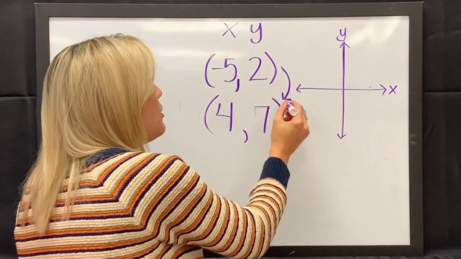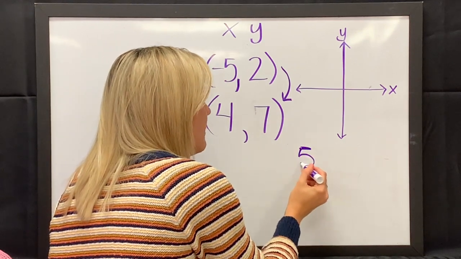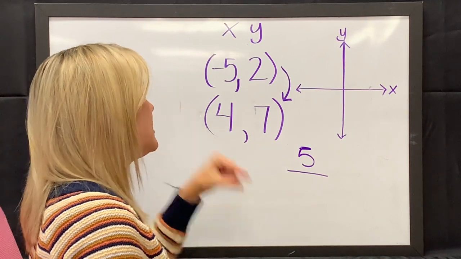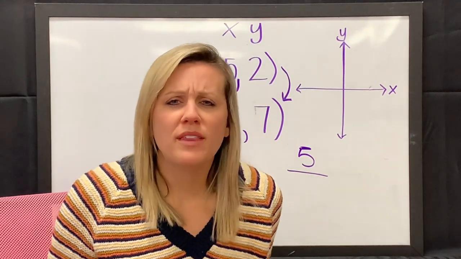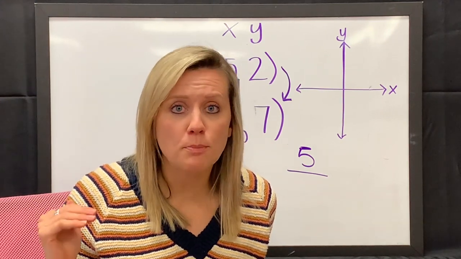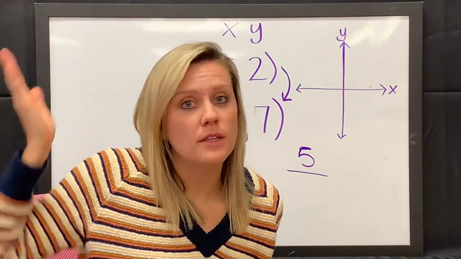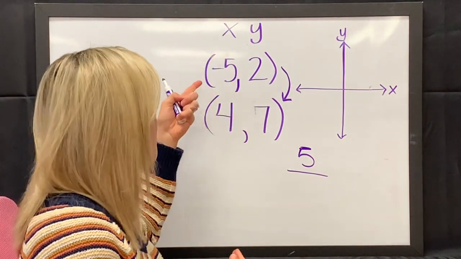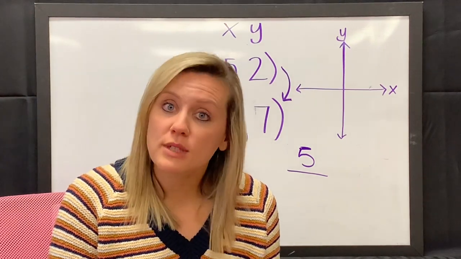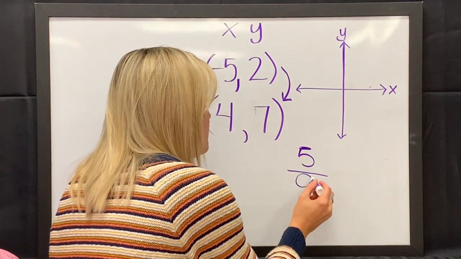So what number would I add to 2 to get to 7? Well, that would be 5. What am I going to add to -5 to get to 4? If you have trouble with negatives, think: if you were $5 in debt, how much money would you need to make to get back up to +4? You would have to make up that debt, plus you'd have to make 4 more, which would give you a total of 9. So that is going to be our run.